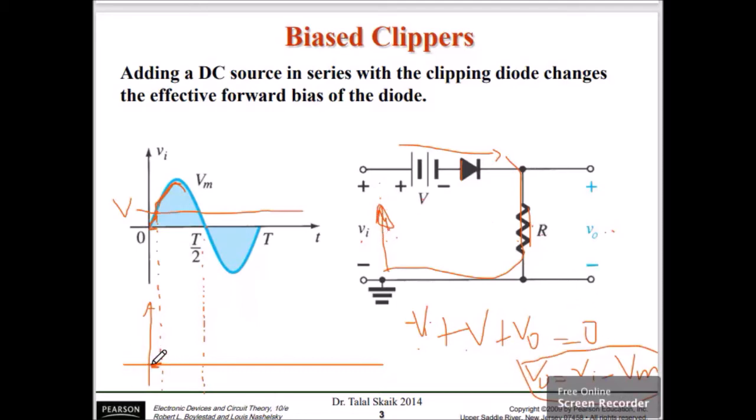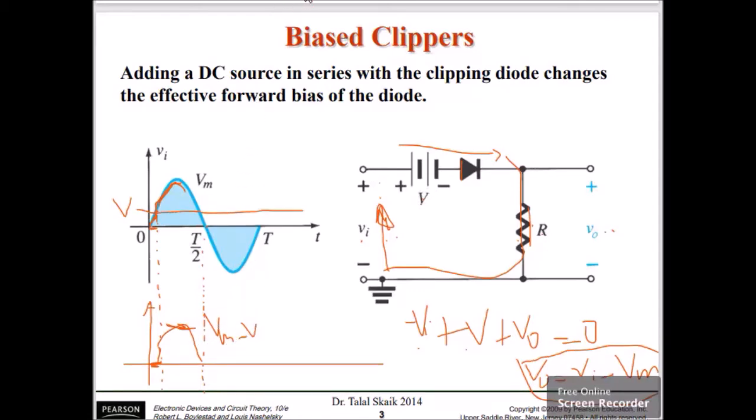So, instead of Vm, pagdating dito, saka pa siya na-copy. Instead of Vm, the maximum here becomes Vm minus V na lang. Okay? Kasi nga, baliktad yung direction, baliktad yung polarity nitong isa. Hindi siya nag-a-add, but nagso-subtract to. So, kaya ang maximum natin is Vm minus V na lang.